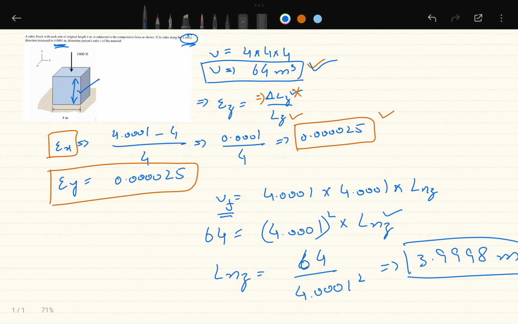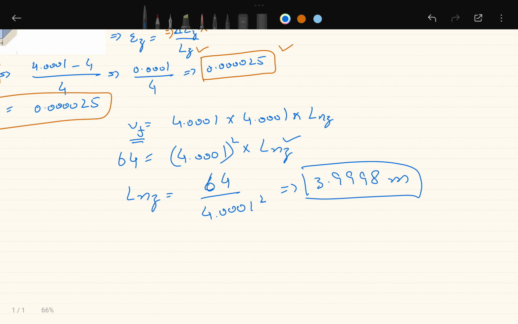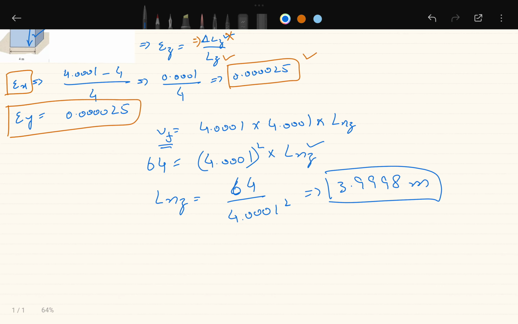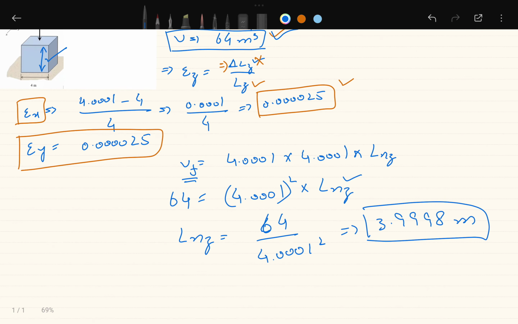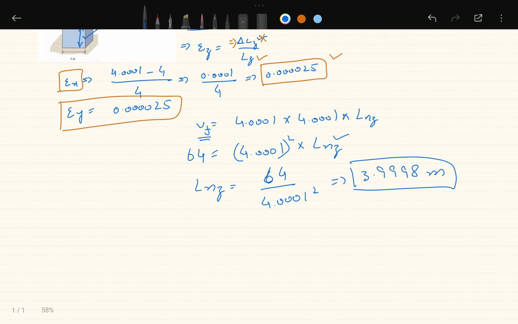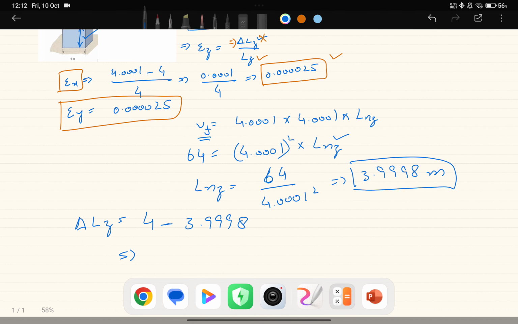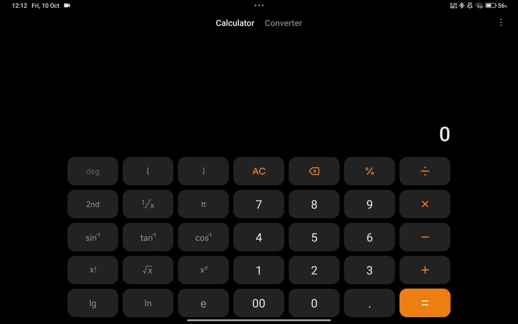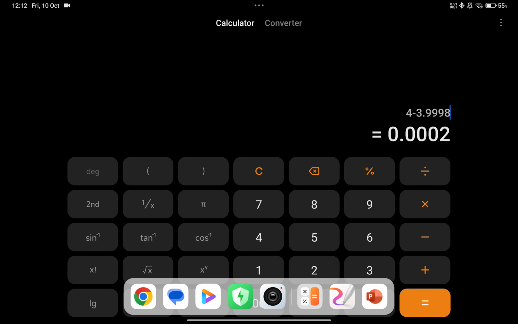Initially it was 4, now it is 3.9998. Now we can find the change in Lz, which is delta Lz. Initially it was 4, now it is 3.9998. So your change in Lz will be 4 minus 3.9998, which is 0.0002.